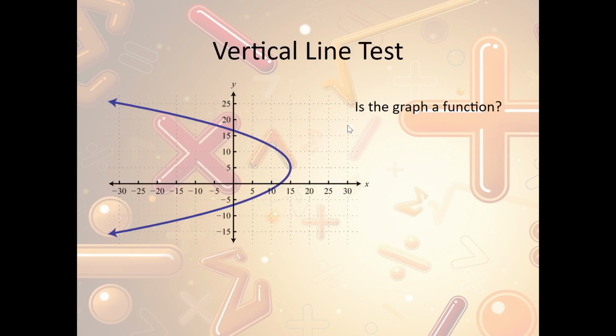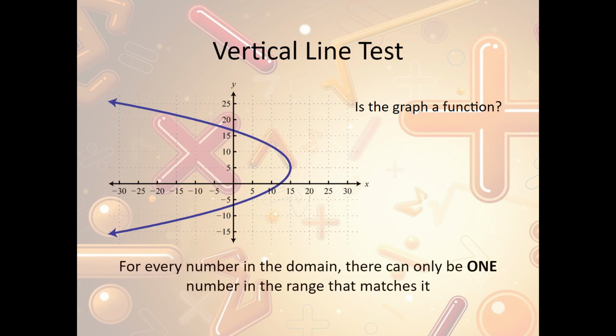How can we tell if something's a function by a graph? Well, we use what we call the vertical line test. So again, for every x, there can be only one y. If I pick an x like 5 here, I can see that when x is 5, y can be this number here, maybe 14 or so, and y can also be here, which is -4. So in this case, this would not be a function because there are two numbers.